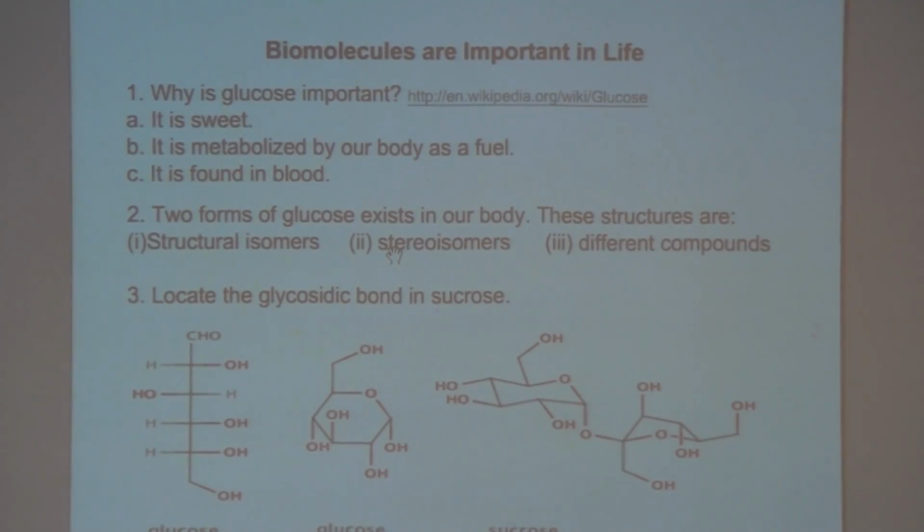Okay, here's a couple of questions on biomolecules. Another biomolecule that is important is glucose. So why is glucose important? I give you 3 choices here. A, glucose is important because it's sweet. B, it's metabolized by our body as a fuel. Or C, it's found in our blood.